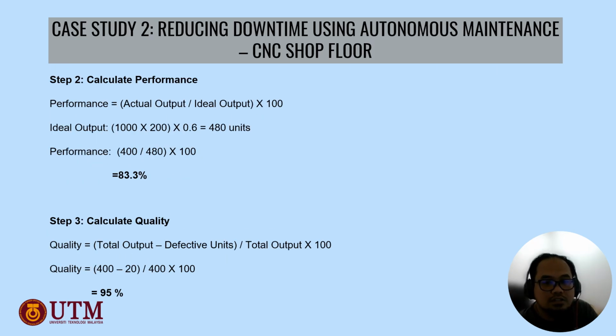Okay, next, step two, we calculate the performance. From the data given, we put the values into the performance equation. The performance equation is actual output divided by ideal output. From here, we will get 83.3% performance. And then we continue with step number three, calculate the quality. From the data given, we put all the values into this equation, and we will get 95% quality.